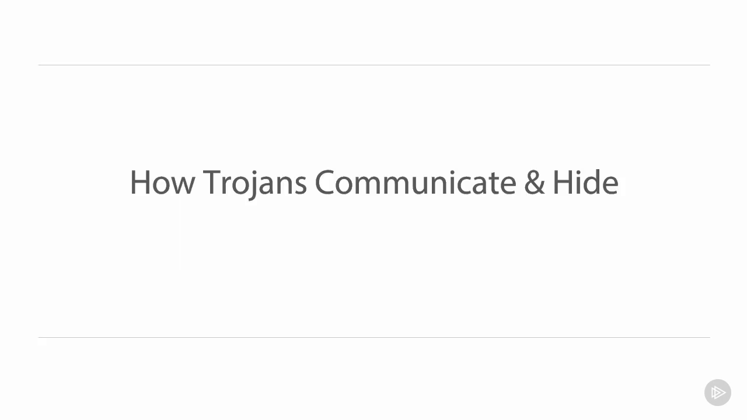So how do Trojans communicate and hide? Well, let's take the hiding mechanism first. When you go through and build a Trojan, again, remember, we're going to be attaching it to a legitimate piece of software. So technically, there are two different components to a Trojan, or I should say two different communication paths.